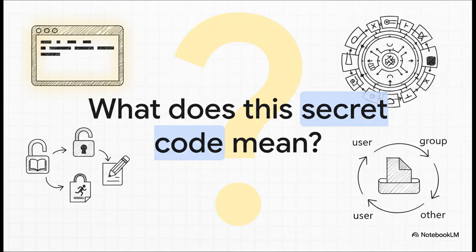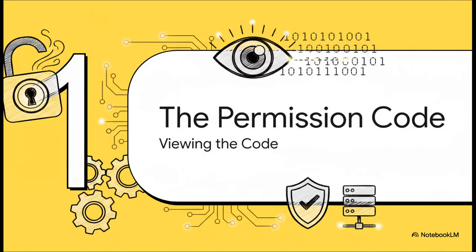And at first glance, it just looks like a bunch of random letters and dashes, right? Total gibberish. But that's actually a secret code, a really powerful one. That little string of characters controls exactly who can read, write, and execute every single file on your system. Think of it as the official rulebook, and today, we're handing you the decoder ring. So let's dive right in.